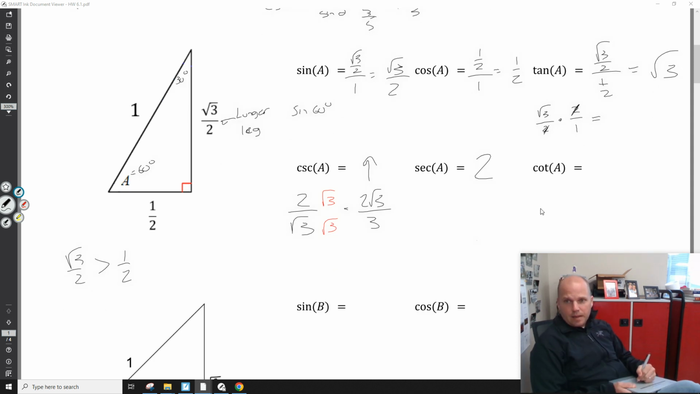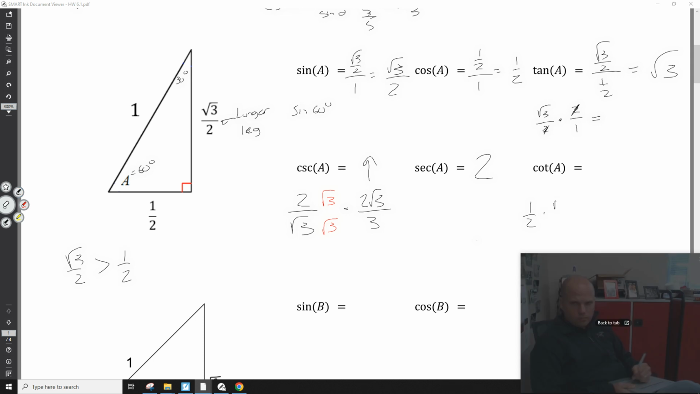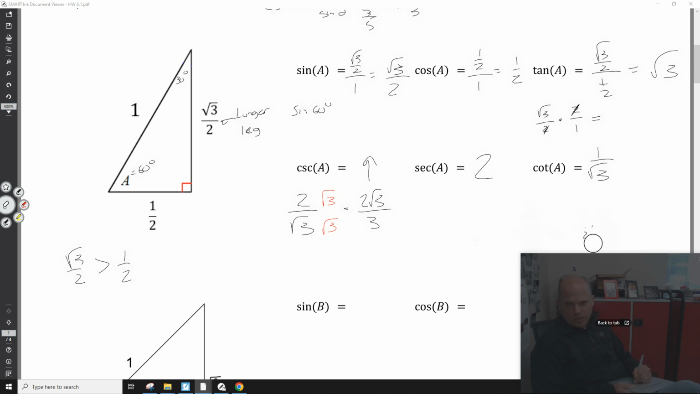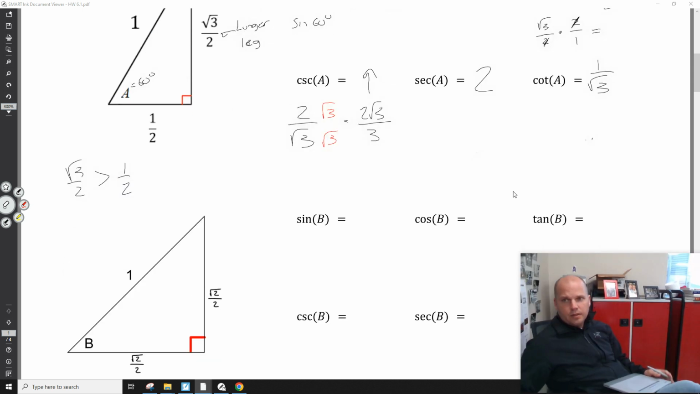Now, you could calculate this 2 different ways. You could say, well, cotangent has to be adjacent over opposite. So adjacent would be the 1/2, and the opposite would be the root 3 over 2. So this is 1/2 times 2 over root 3. You get 1 over root 3. Well, that's the same as taking root 3 and just flipping it. But again, we want to rationalize.